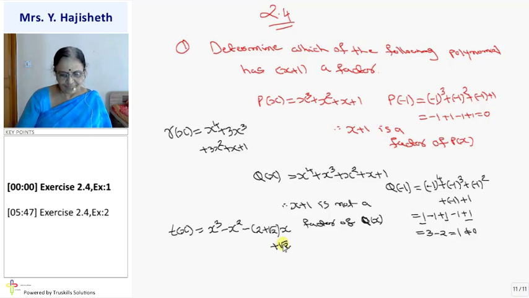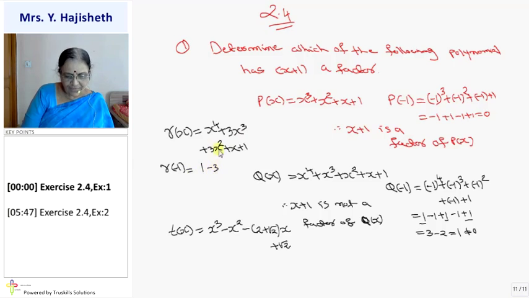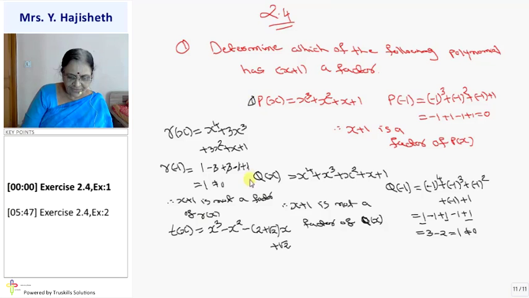Come on, do it. See, find out r of minus 1. Have you calculated r of minus 1? Minus 1 raised to 4 is plus 1. Minus 1 cube is minus 1, so minus 3. Minus 1 square is plus 1, so plus 3. Minus 1 plus 1, so these go away. What is left? 1. So not 0. So x plus 1 is not a factor of r(x), clear? This is first one, this is second one, this is third one, this is fourth one.